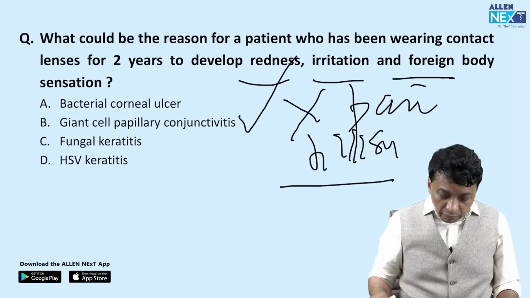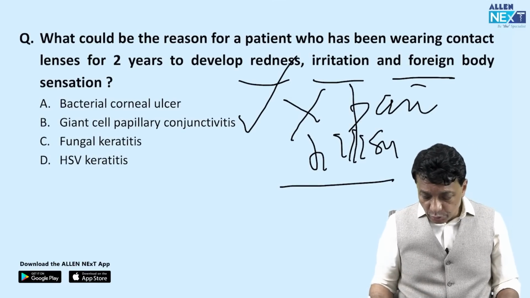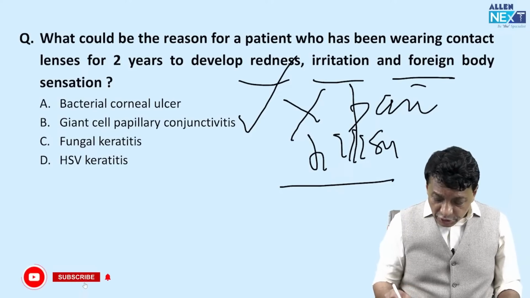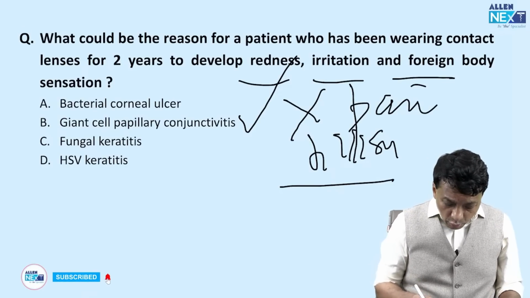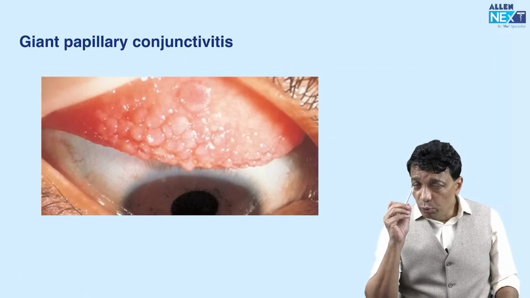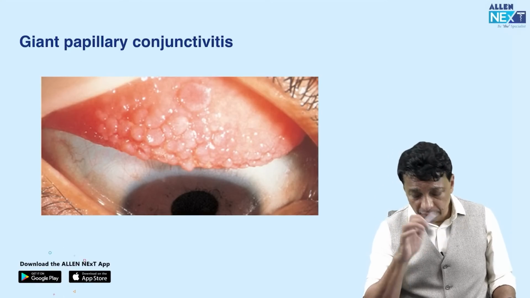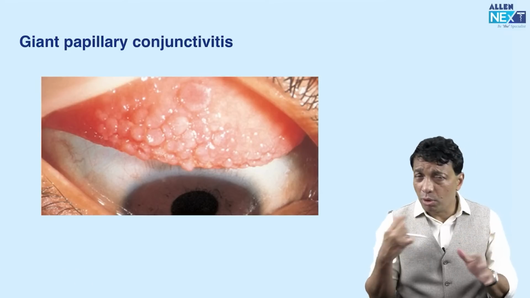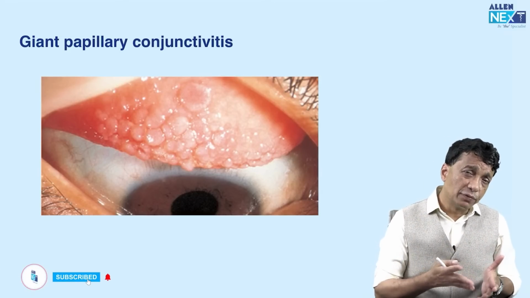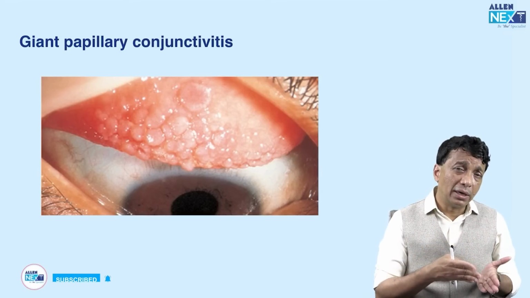GPC is one of the most common side effects of contact lens wear. So because of your redness, irritation, foreign body sensation, it is most likely to be GPC. But we would think of corneal ulcer if the word pain and loss of vision was mentioned. Be careful about this. These are small points, and this changes your answer from 150 to 149 or 148.